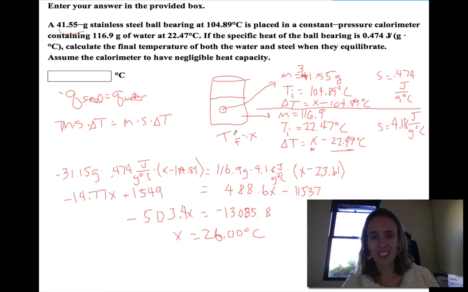Now, quick check, does this make sense? You might have expected the final temperature to be somewhere closer to the middle between the initial temperature of the ball, 104 degrees, and the water, 22 degrees. But essentially what this is showing is that water has a very high specific heat. It takes a lot of energy to heat up water. And the ball bearing is just a small ball that was dropped into a much larger mass of water. So it makes sense that the temperature doesn't actually rise all that much.